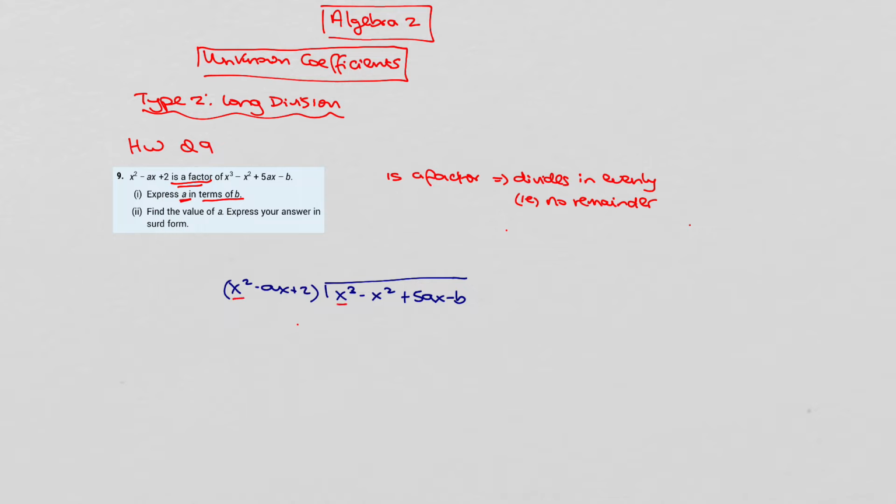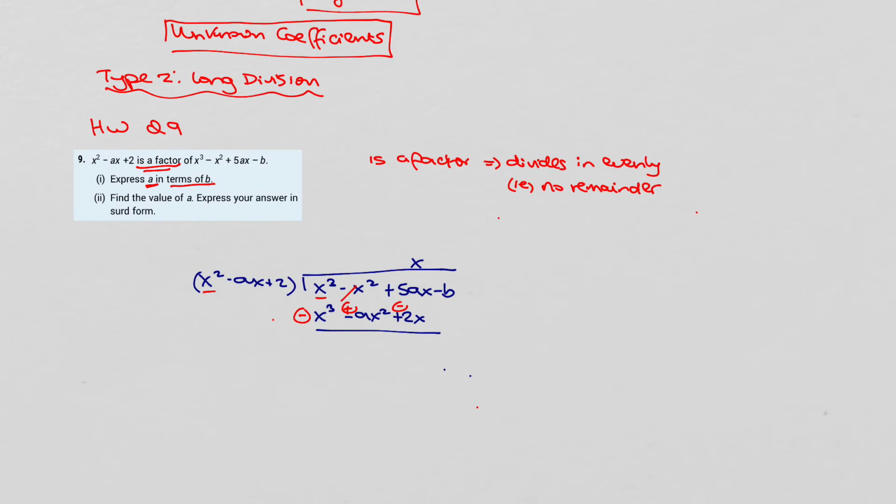So x squared goes into x cubed x times. If I multiply that back out, we get x by x squared is x cubed minus ax squared, and x by 2 is 2x. Then if we change our signs, that's minus x cubed plus ax squared and minus 2x. In other words, we're subtracting there.